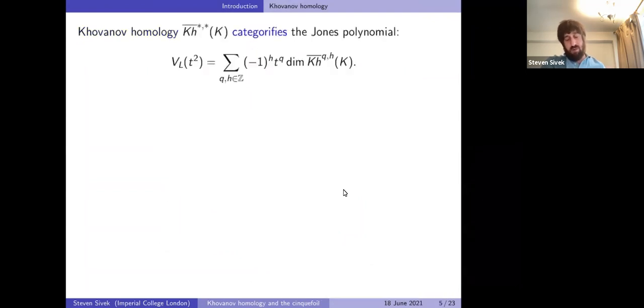And like I said, it categorifies the Jones polynomial. So it's a functor from a category of links and link cobordisms to bigraded vector spaces. But the Jones polynomial specifically appears as the graded Euler characteristic of it. So among the two gradings it's equipped with, you collapse one of them and preserve the other. And when you do that, you get the Jones polynomial back.